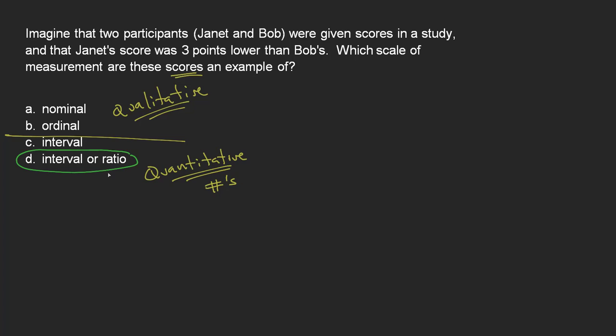We don't know anything further about this sort of a measurement other than they've just been given scores. We don't know what they're measuring, how they're being scored, so it simply will just be interval or ratio. We can't go any further. We can't be more specific than that, so we can't say that it's definitely interval and not ratio. So interval or ratio is the answer here.